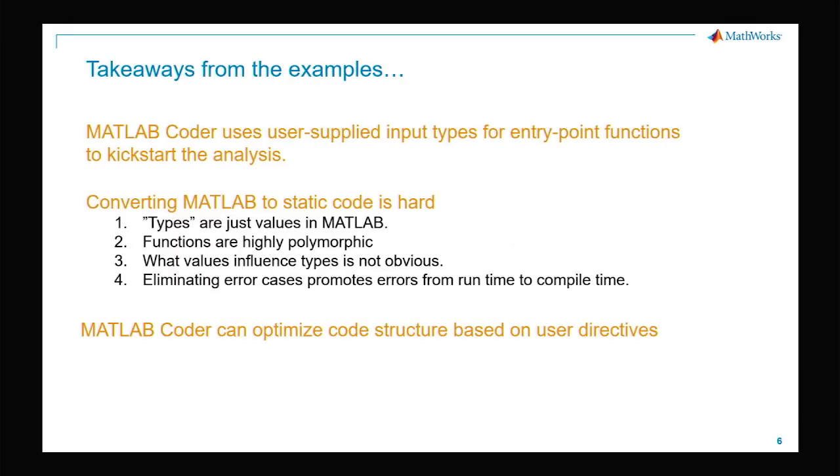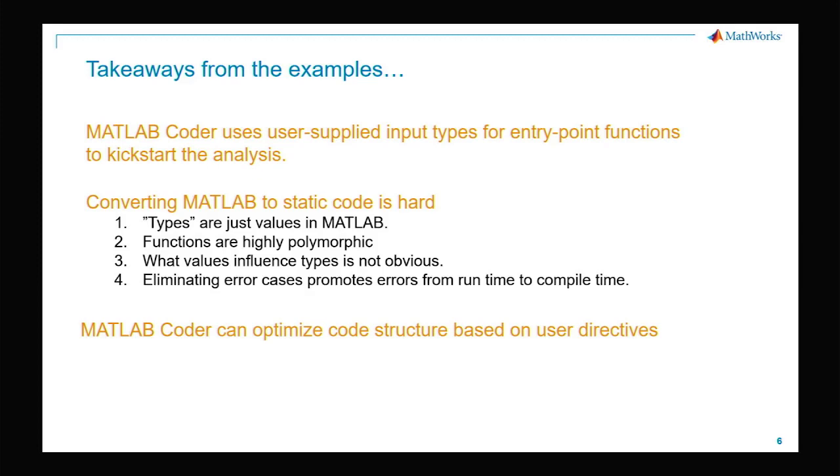So the first point that I tried to make, I don't know how successfully, is that we need types for the entry points to kickstart the analysis, because we need to know what context the code will be running in. It's hard to convert MATLAB to static code because types and values flow throughout the code. Functions in MATLAB are highly polymorphic with complicated signatures. We have a problem that which values influence types is not obvious.